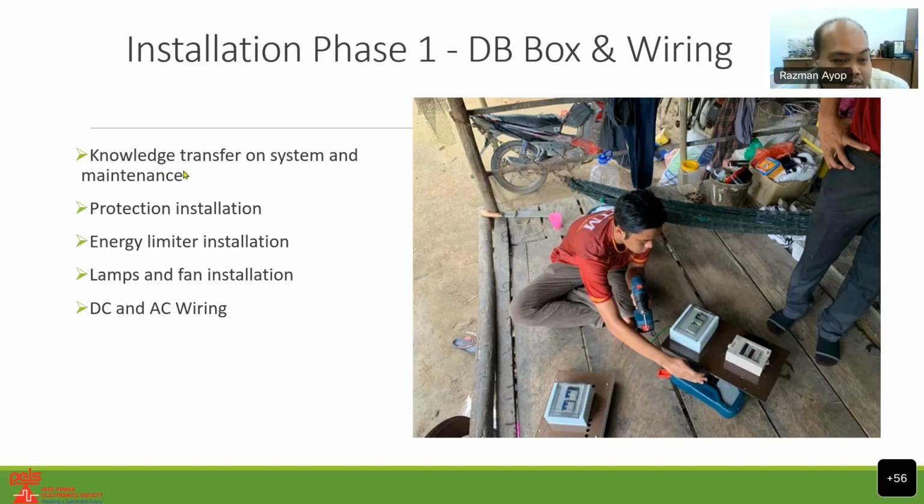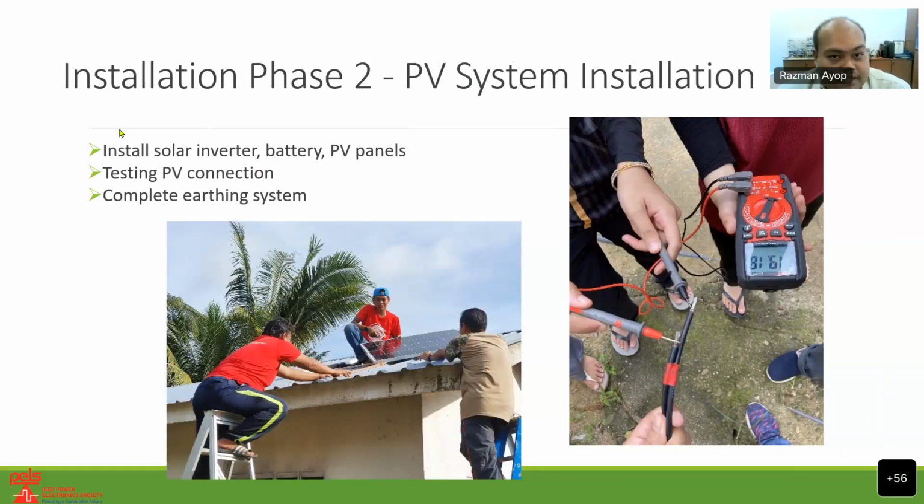That's why knowledge transfer is important, because we don't want them to put anything on top of the PV. It will cause partial shading, partial shading causes hotspots, and the hotspots will damage the PV. So that is the knowledge transfer. It doesn't look important, but it's actually very important. Also, you have to install the protection, the energy limiter, the lamp and fan, and the DC and AC wiring.